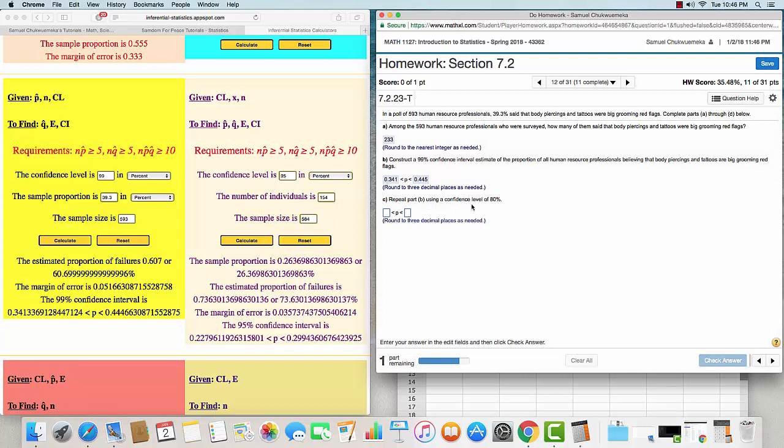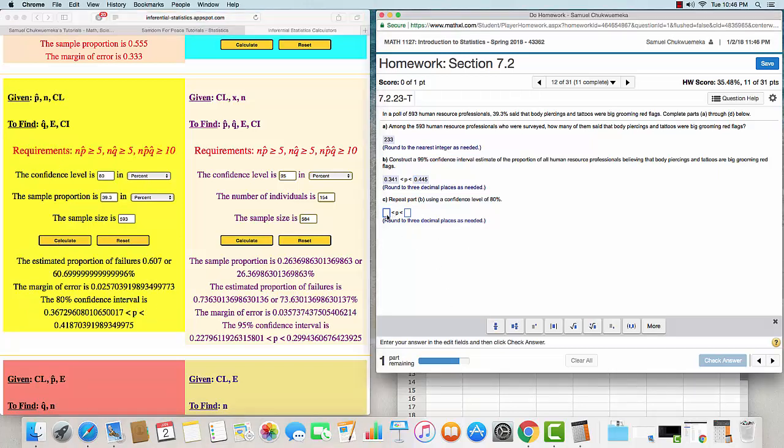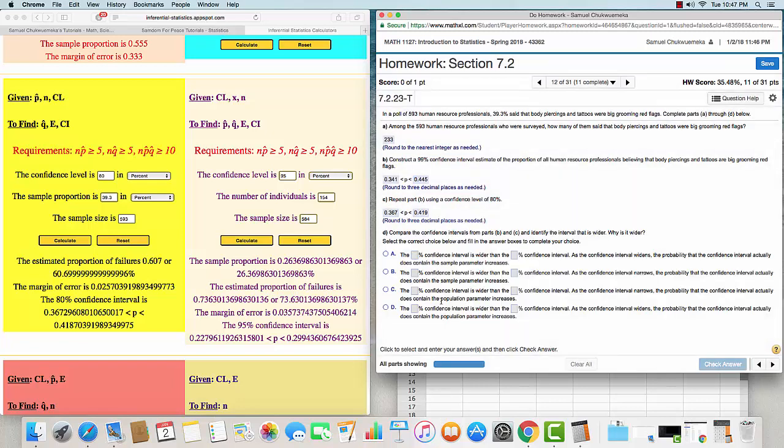Repeat part B using a confidence level of 80%. Okay. I just changed this to 80%. Calculate. The 80% confidence interval would be 0.367 as the lower bound and 0.419 as the upper bound. Okay.